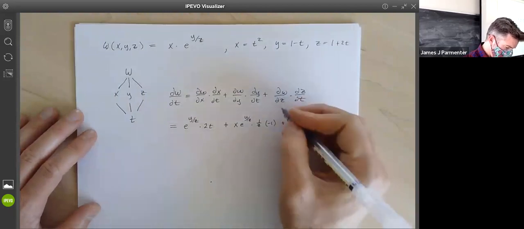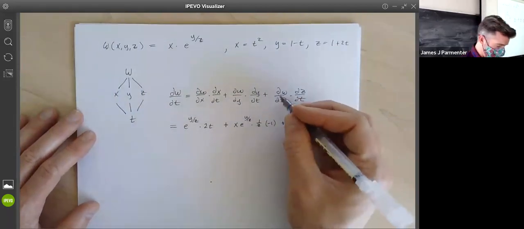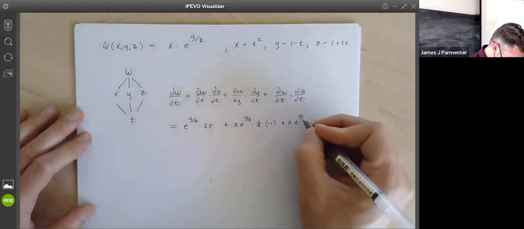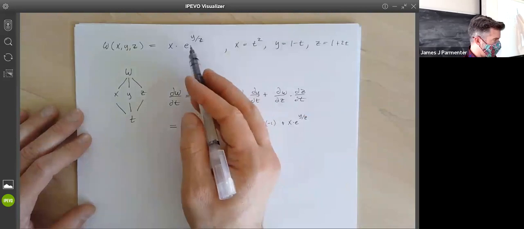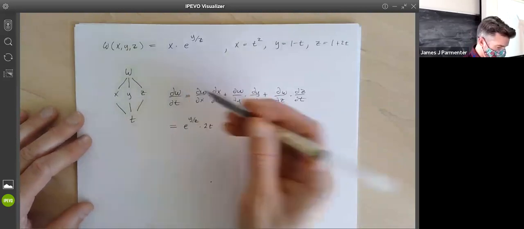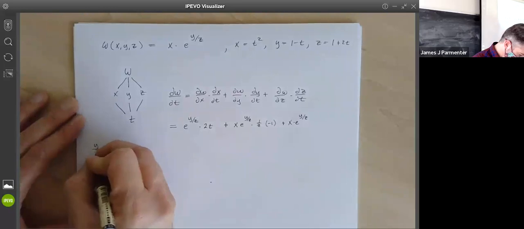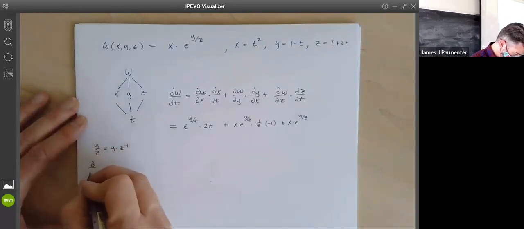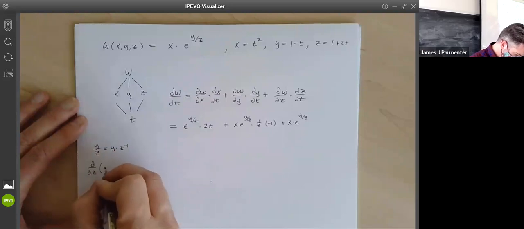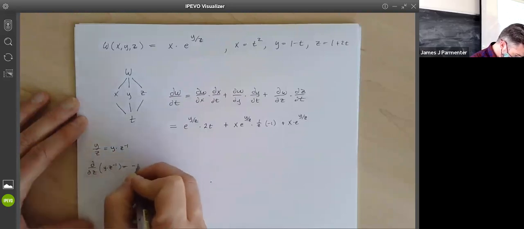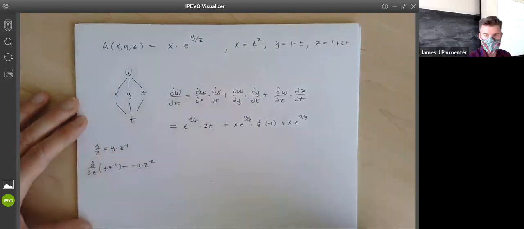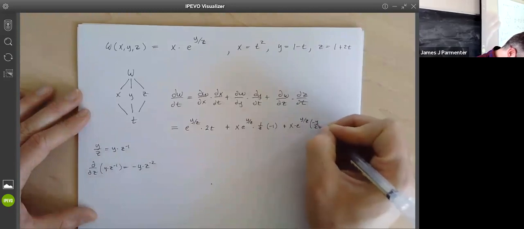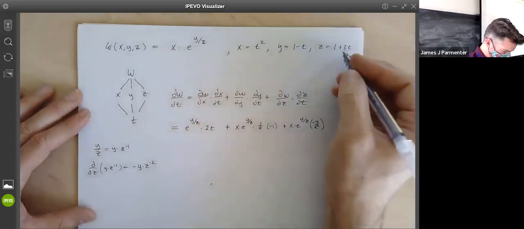Thirdly, del w del z is probably the worst of the three partials to take. Again, it's going to be x times e to the stuff times the derivative of the stuff. But now the derivative of y over z is negative y over z squared. Or if you prefer, y over z is really y times z to the negative first. And the derivative there with respect to z is negative y times z to the negative second, or negative y over z squared, times the derivative of z with respect to t, which is 2.